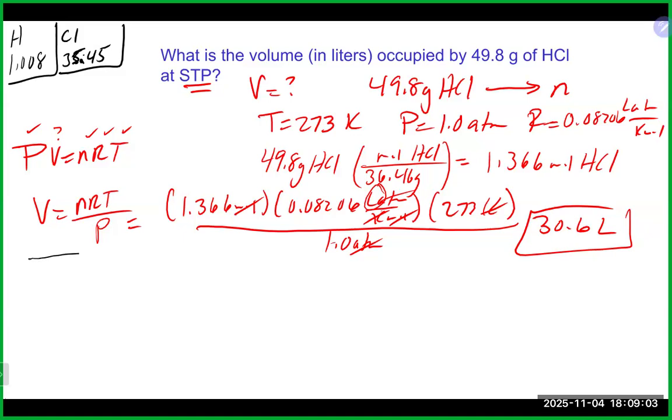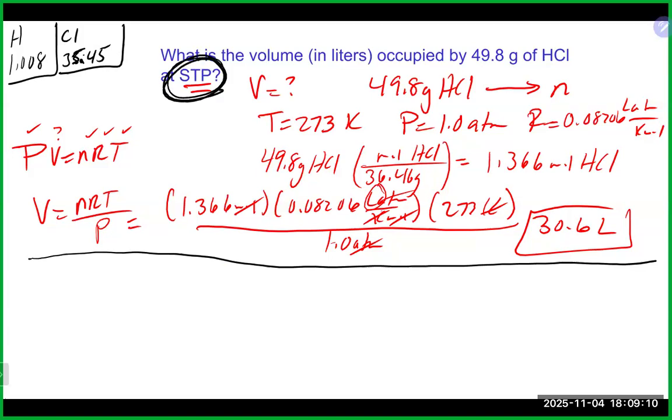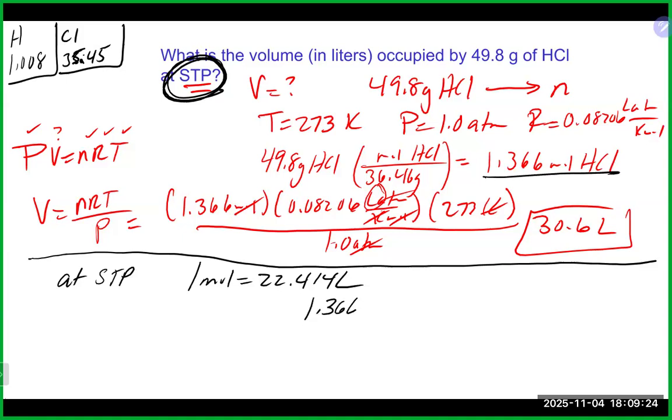Now, could we have solved it a different way? And the answer is yeah, we could have, because we actually were at STP conditions. And because we were at STP conditions, we could use that at STP, 1 mole of any gas is 22.414 liters, which means we could have just taken our 1.366 moles of HCl and used that conversion. 1 mole is 22.414 liters. The moles will cancel, and it'll get you back that way as well.